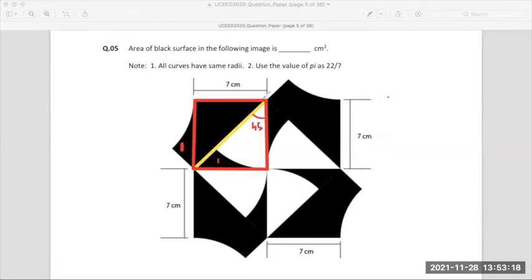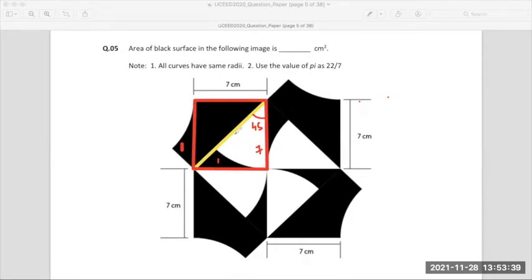किसी को इसका रेडियस पता है? White circle का, ma'am. रेडियस क्या है? 7 centimeters. जो यहाँ से आया, यहाँ पे लिखा है ना 7. This is 7, which is the total height.